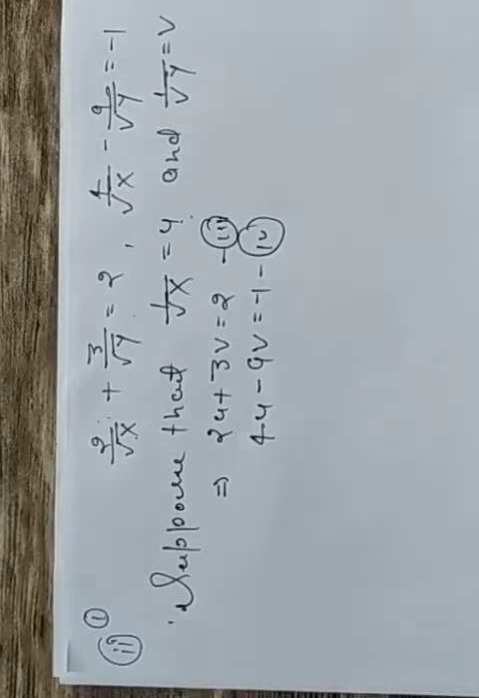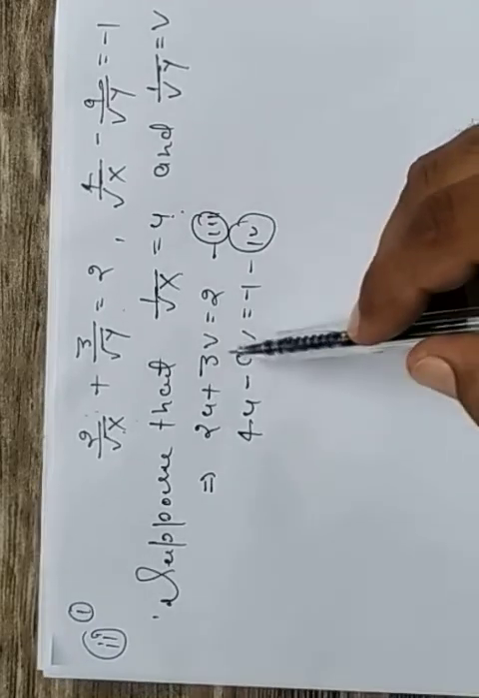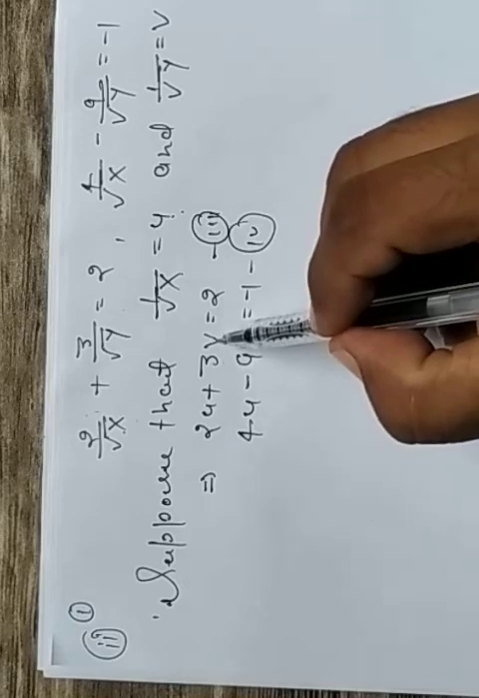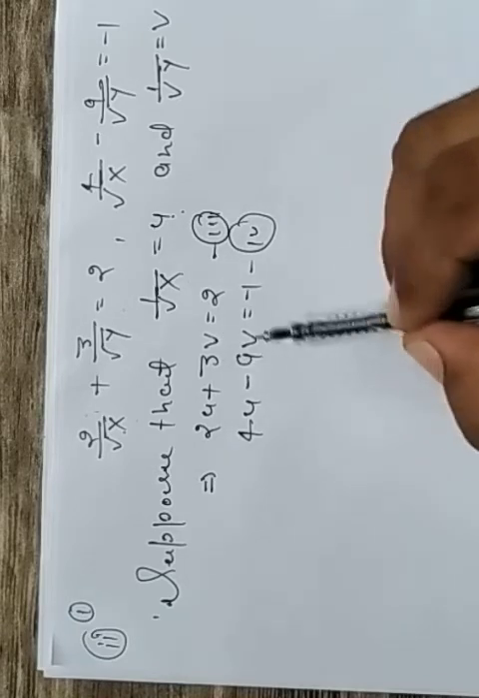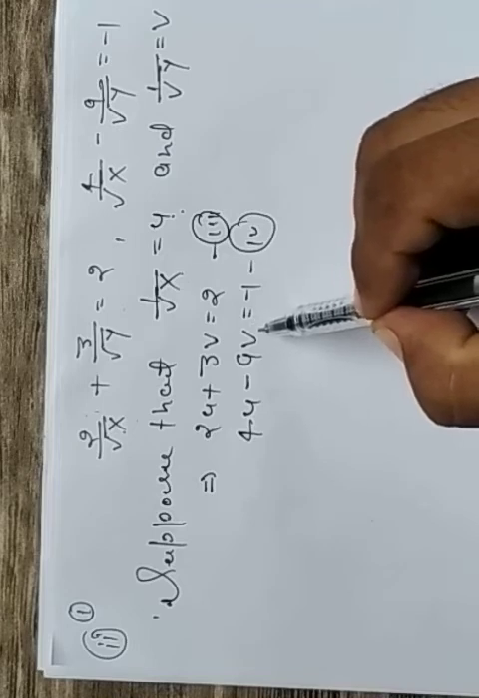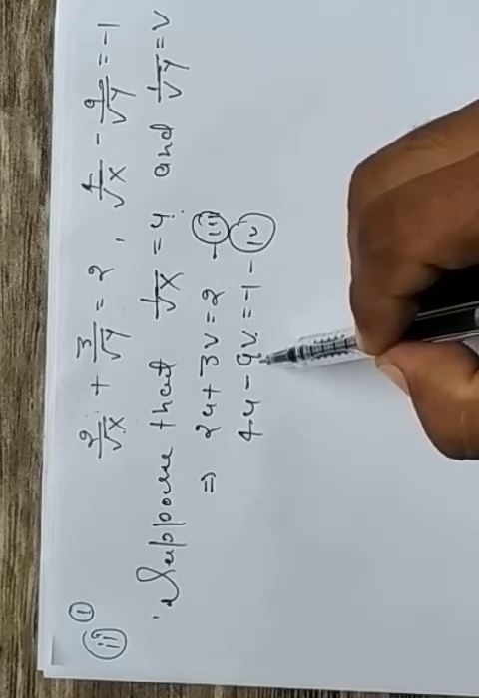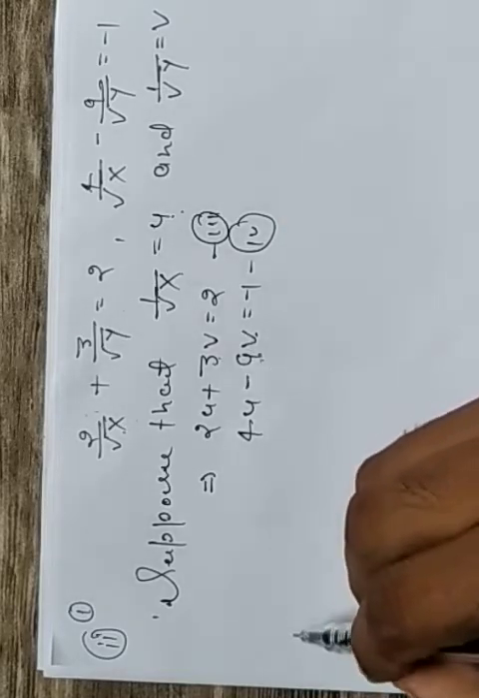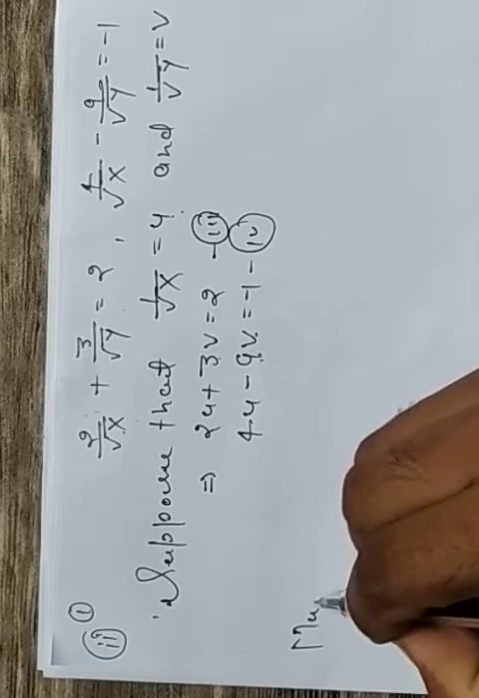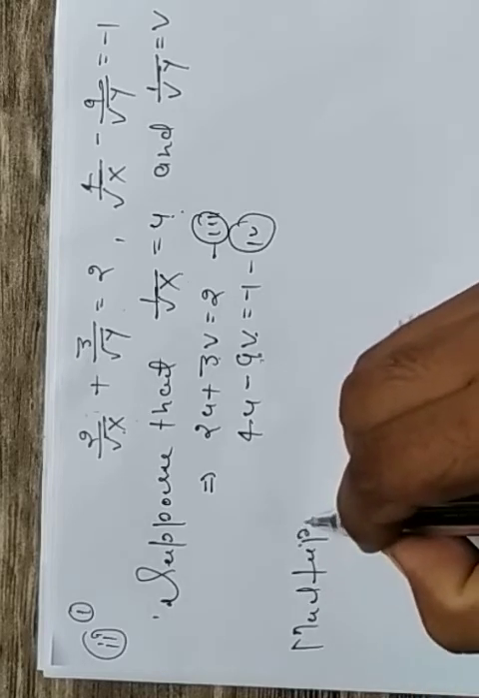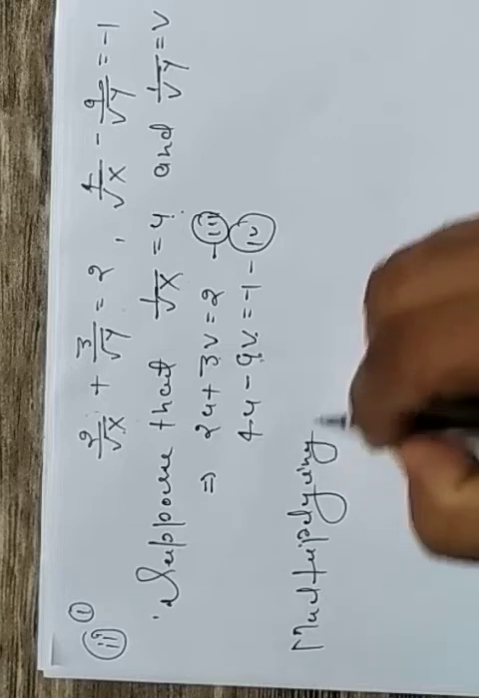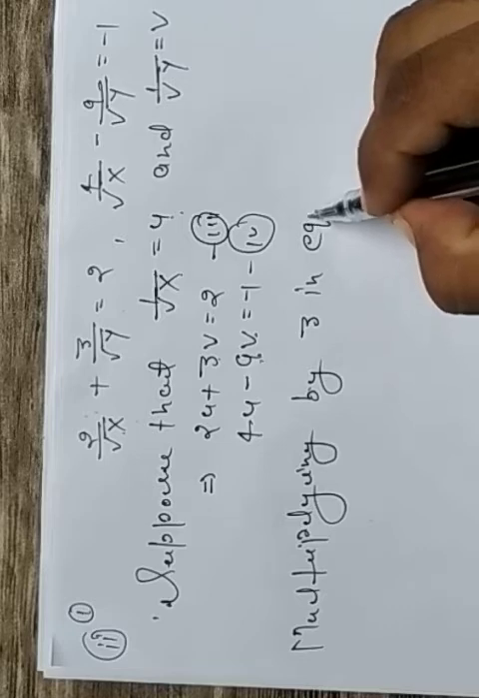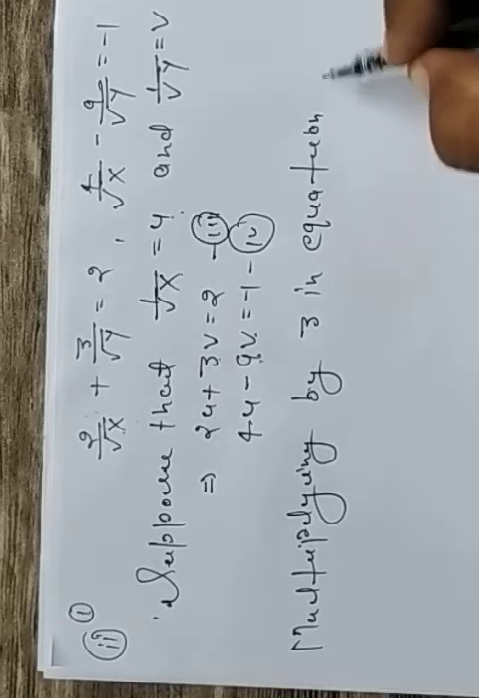Third equation and equation number 4. Now see students, how can we solve both equations? Again we will compare their coefficients. So now see here student, coefficient of v is 3 in first equation, and coefficient of v in second equation is what? Minus 9 in second equation. So if you multiply by 3, then both will come equal. So now write a statement: multiplying by 3 in equation 3.